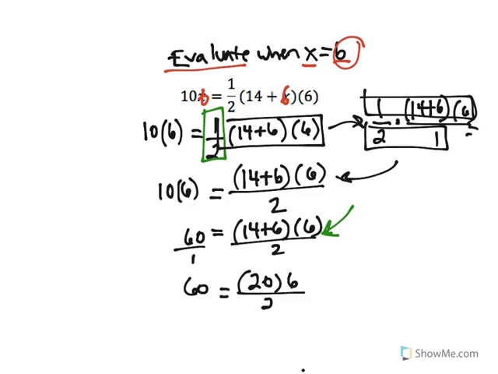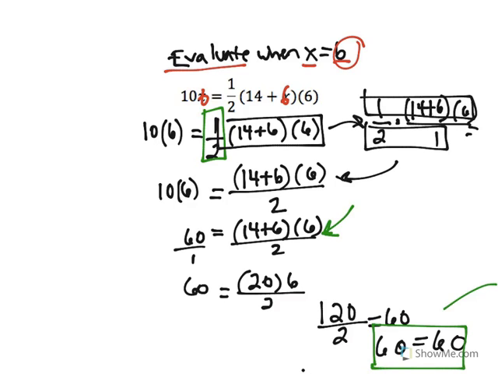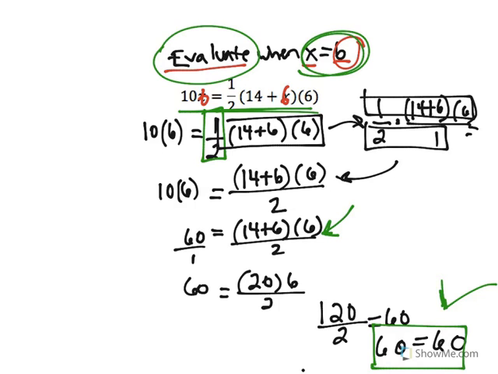I get 120 divided by 2 equals 60. I simplify. 60 equals 60. If you get this number equals this number, it means when you evaluate it, it is true. It means this is a solution to the equation. That's what we mean when we say evaluate. Evaluate if this is the solution to the equation.